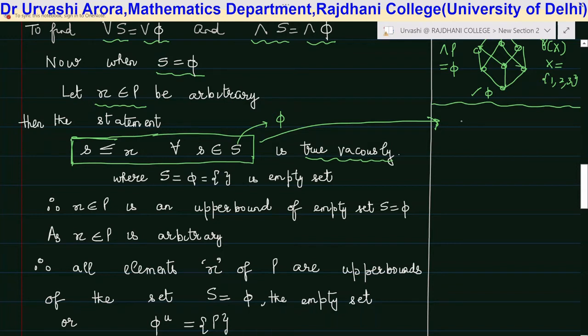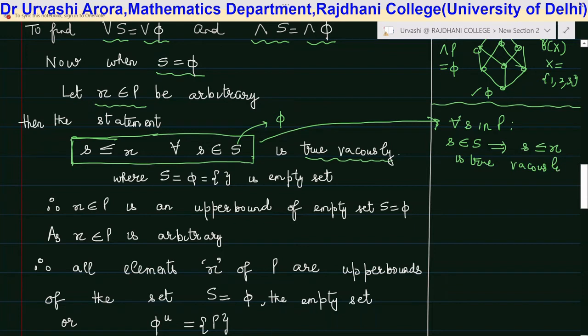The statement can be rewritten like this: for all s in P, where P is the partially ordered set, s belonging to S, for all s in P such that s belongs to S, this implies that s is less than or equal to x. This I am saying is true vacuously.